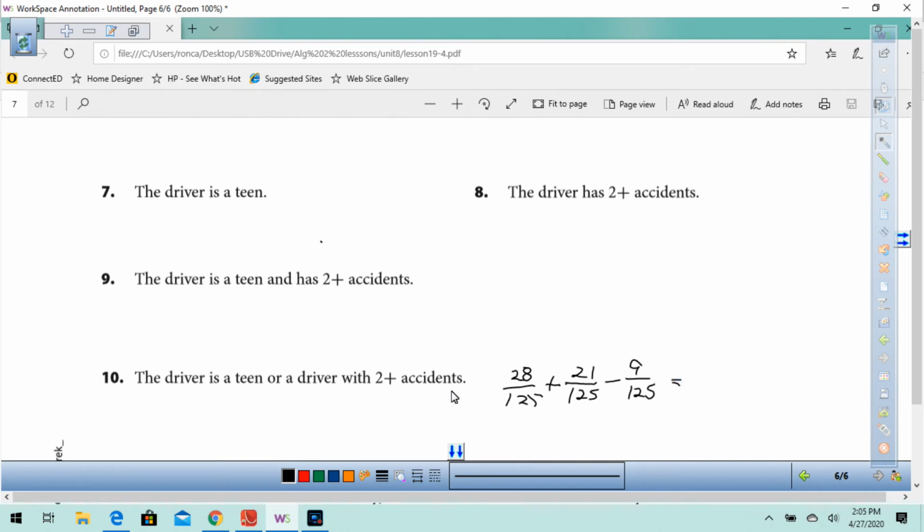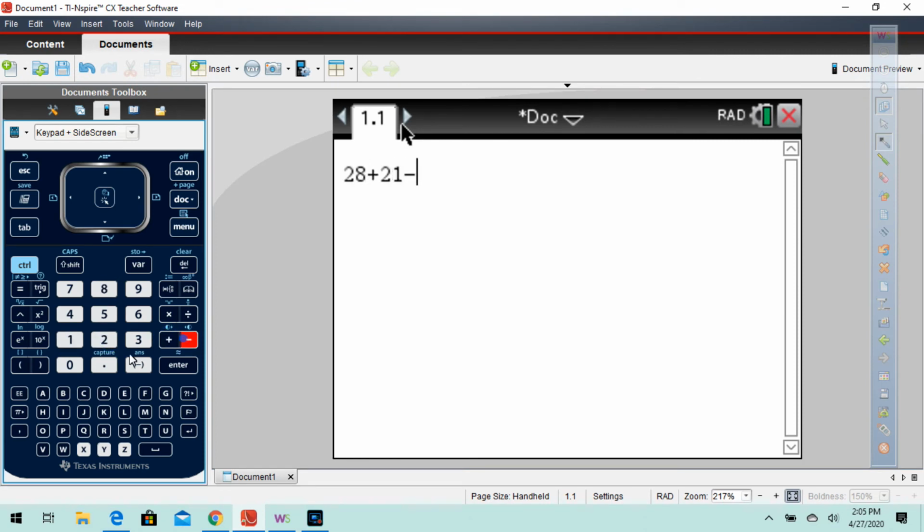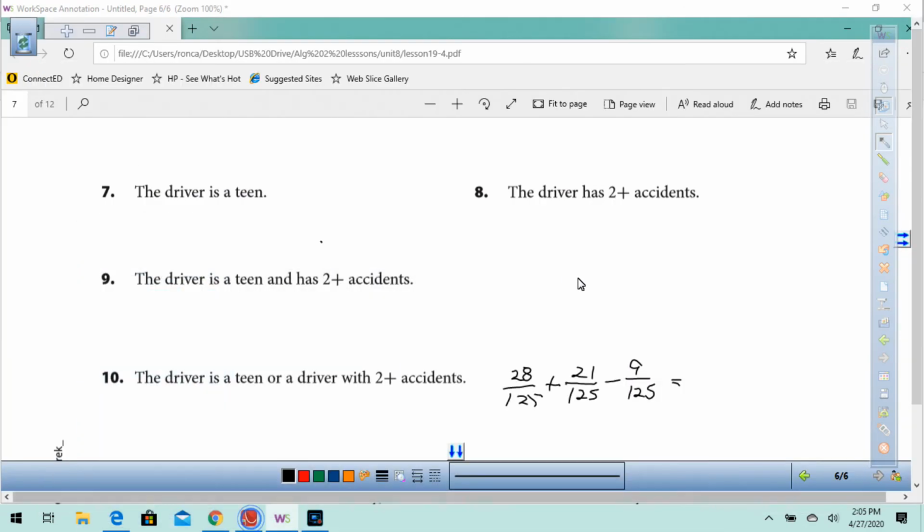All right. And let's see. 28 plus 21 minus 9 is 40. So we have 40 over 125. And let's see, 5 will go in that 8 times, and they'll go in that 25 times. And there we go.